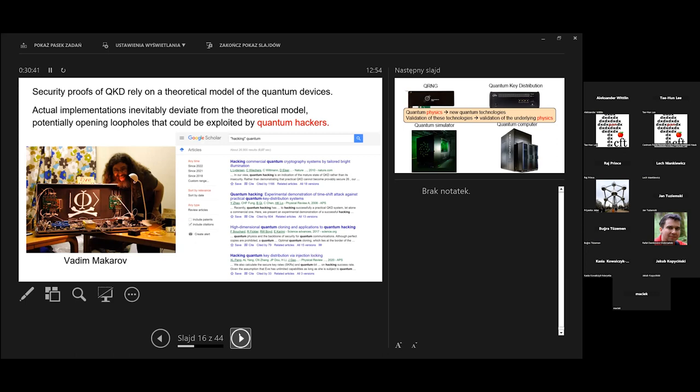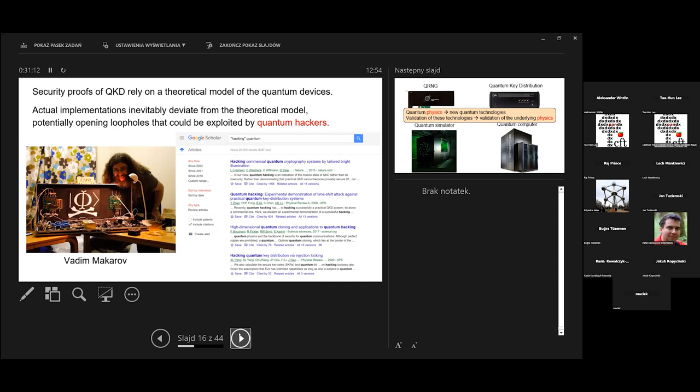And this is not in contradiction with the security proof for QKD, because what Makarov exploited is some feature of the detector that was not taken into account in the physical model used to prove security. Okay, so then people found a countermeasure to Makarov's attack, but then Makarov found another loophole, and this kind of thing has been going on like a mouse and cat game since 2011.